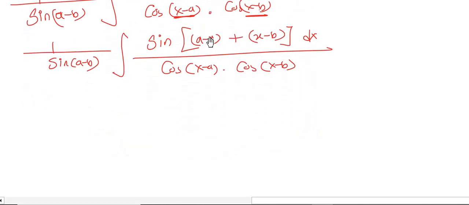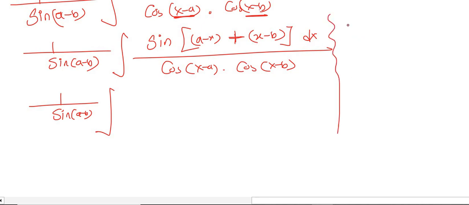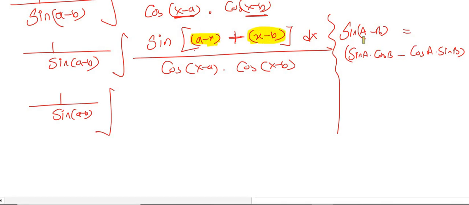Now let us see what can we do. 1 by sin a minus b, we can write the formula. We know one formula, sin a minus b is equal to sin a cos b minus cos a sin b. We know this formula, correct? So can I apply that here? This part, I will assume is capital A and this is capital B. Sin A cos B minus cos A sin B.